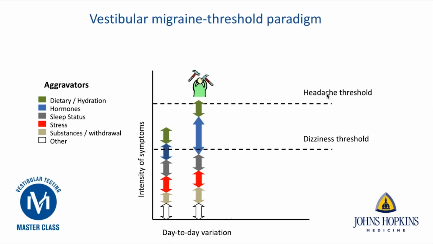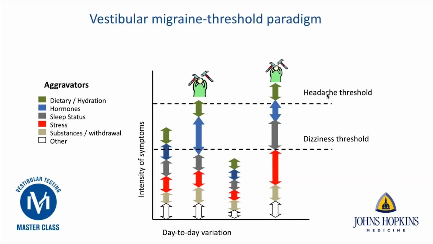contribute to migraine attacks. This is a model that shows how these different factors can contribute to symptoms in patients. There's a threshold for dizziness and a threshold for headache. So the way the model works, if these triggers surpass a certain threshold for dizziness, patients experience symptoms. If they become significant enough, they can lead to headache. So you can have days when these triggers do not reach the threshold and patients are in a better state, and there are days when they pass the threshold and they become more symptomatic.